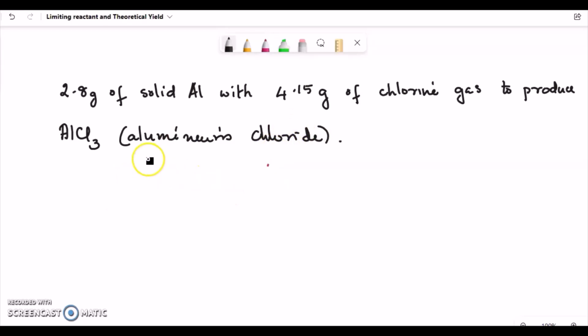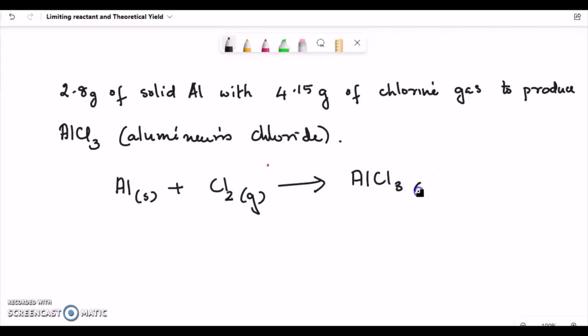First, we will write the balanced chemical equation of the reaction between aluminium solid and chlorine gas, giving aluminium chloride AlCl3 solid as the product. We need to balance this because there are 2 chlorines on the reactant side and 3 on the product side. So we need to put a 2 here and a 3 here in order to balance the chlorine. And when we do that, we need 2 aluminium on the reactant side. So this is the balanced equation.